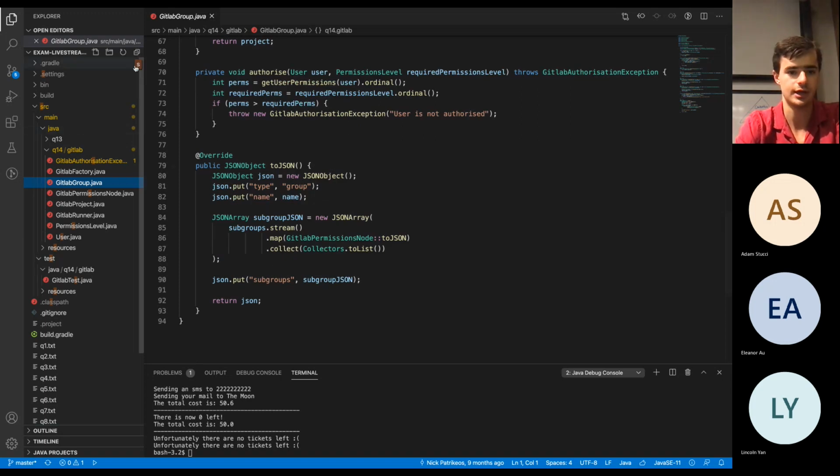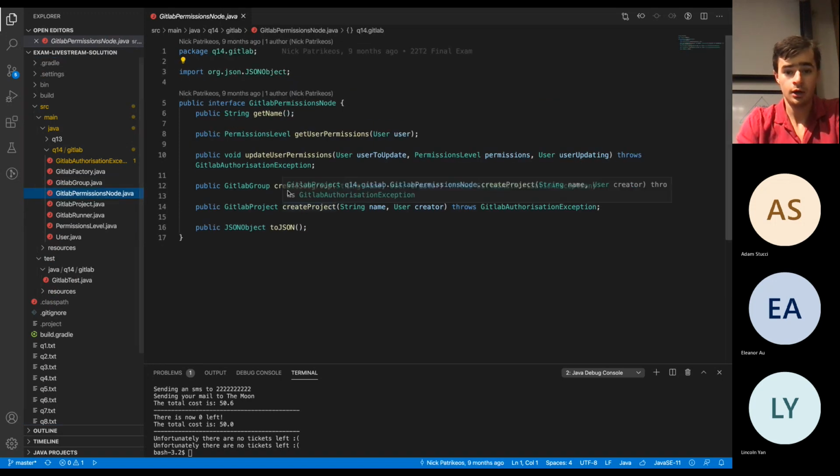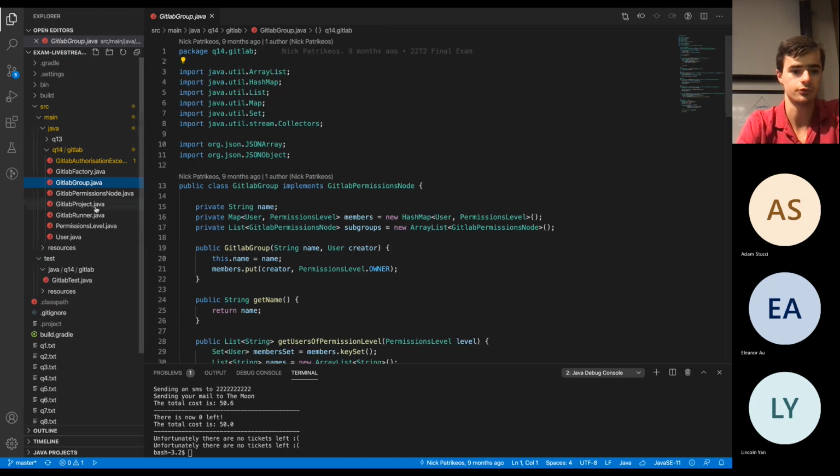All right, to JSON, yeah, you're familiar with that. That was in lab 2. Cool, what about permissions node? Okay, that's an interface. And we notice that group implements permissions node. Awesome.